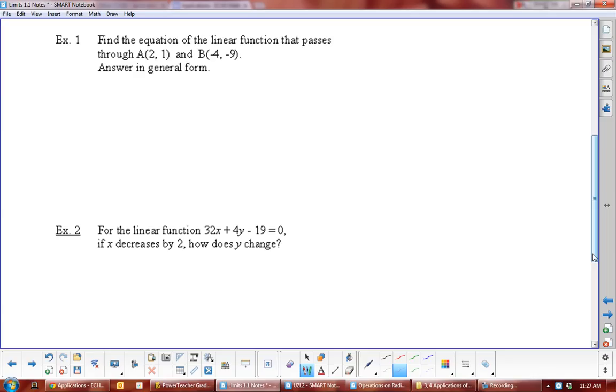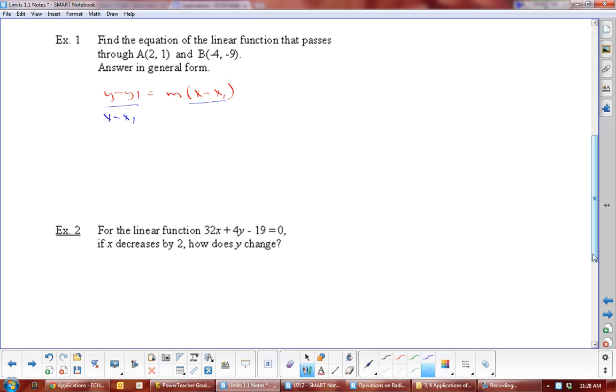How would you find the equation of a linear function that passes through A (2, 1) and B (-4, -9)? Now, if your main equation is y minus y1 equals m(x minus x1). Now, this comes from the slope formula, because if you just took this and brought it down here, you could see that that's the slope formula, right?